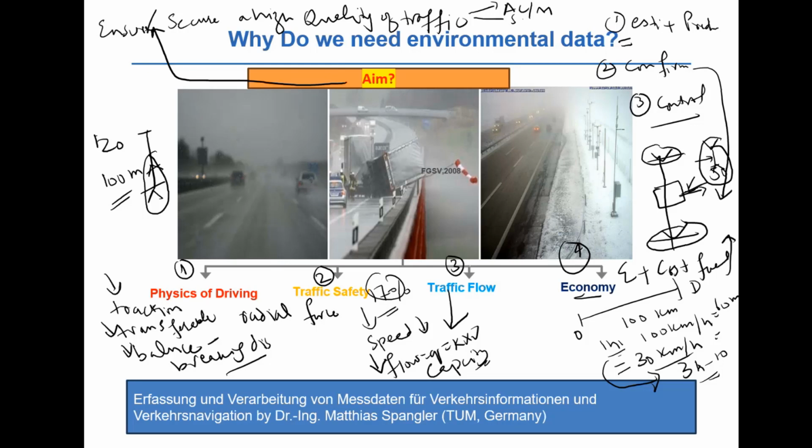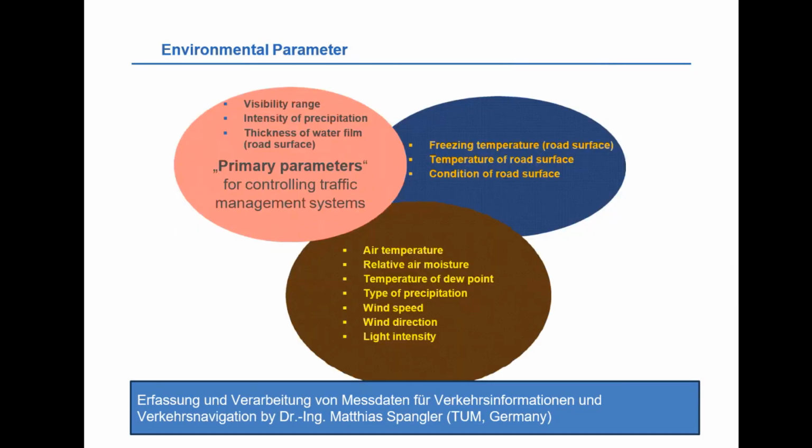So now you can imagine why we need environmental data and how it is directly connected with all those four important parameters. We are trying to divide it into different domains to understand it. The first one is the primary parameters, which are basically responsible for controlling the traffic management system.